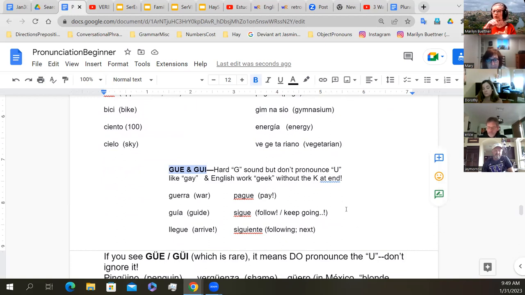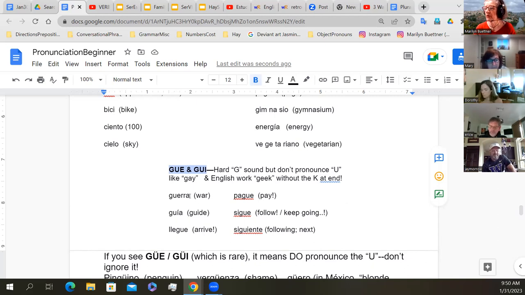But the U has a job, and the U's job in a G-U-E, G-U-I combination is to make the G go back to a hard G sound, because G-E together would normally be "he", G-I together would be "hee", okay? But when we stick the U in there, it goes silent, but it says we're going to slap that G back into a G sound.